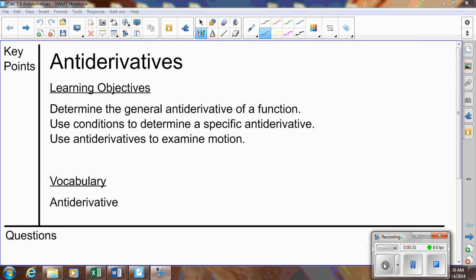So our learning objectives are all about these antiderivatives. We would like to be able to find the general antiderivative, and we would like to use some initial conditions to determine a specific antiderivative, but we can also use them to examine some motion.